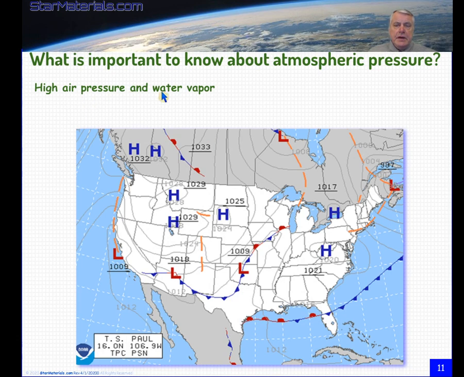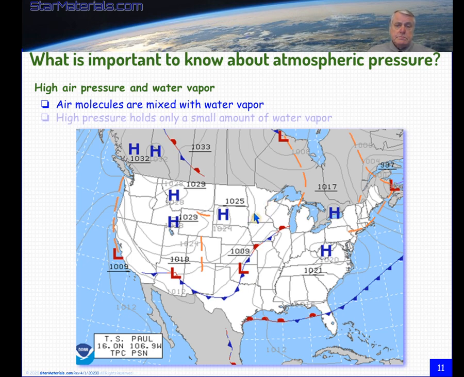Now, high pressure and water vapor. The air molecules are mixed with the water vapor, and high pressure only holds a small amount of water vapor. So when you have these high pressure areas on the map, it's clear skies.